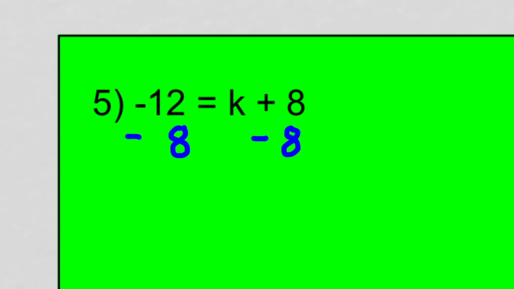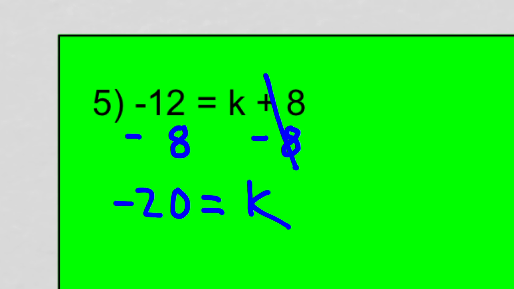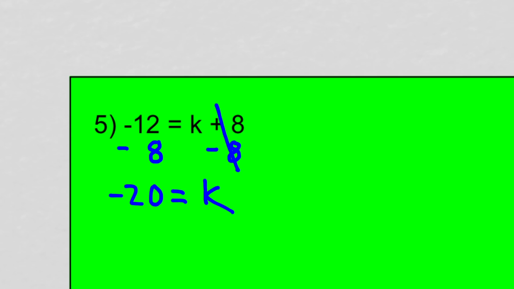Now, as I work down the page, negative 12 and negative 8, signs are the same, so I add them. That's negative 20. On the other side of the equal sign, the plus 8 minus 8 turn into 0, and I'm left with k, which is exactly what I want to get, k by itself. So negative 20 equals k.